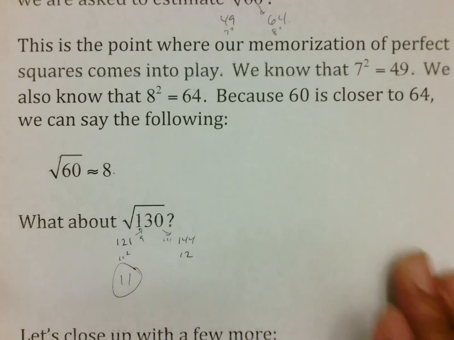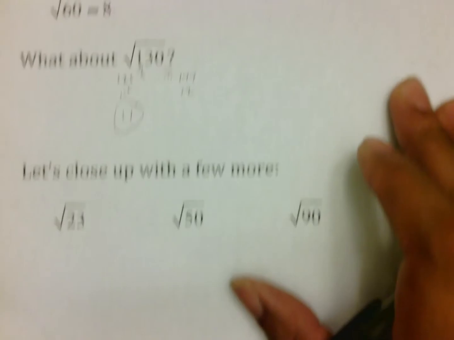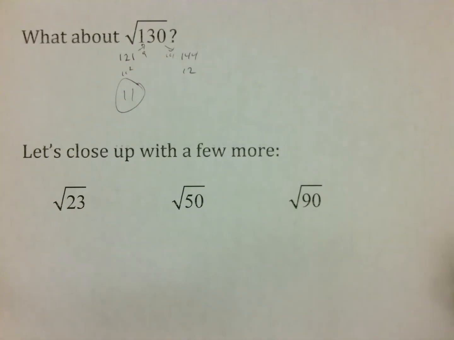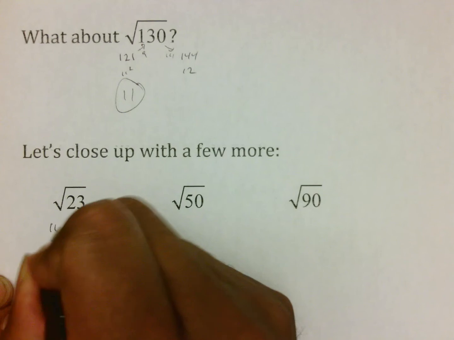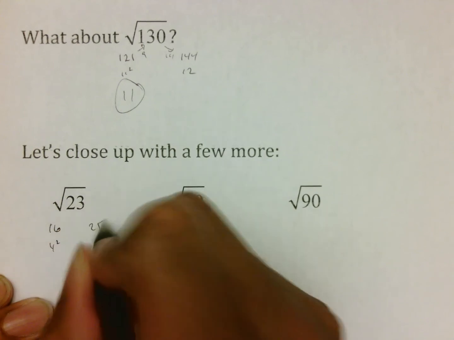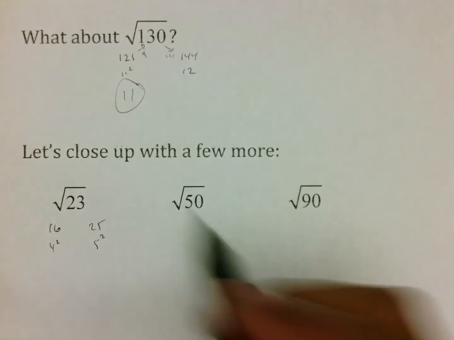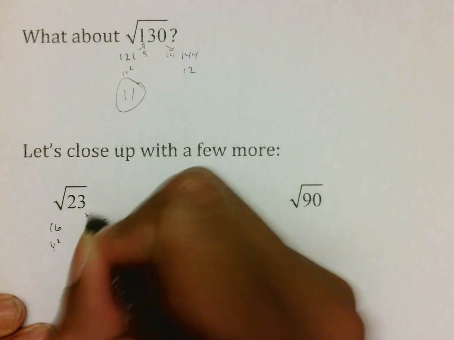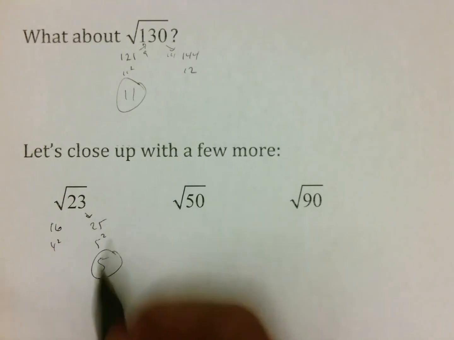If you're looking at the square root of 23, again, think of some numbers. 4 times 4 is 16, not close enough. 5 times 5 is 25. Well, we've got it in a sandwich. 16 is 4 times 4, 25 is 5 times 5. Which one is 23 closer to? 25, which means your answer would be about 5.